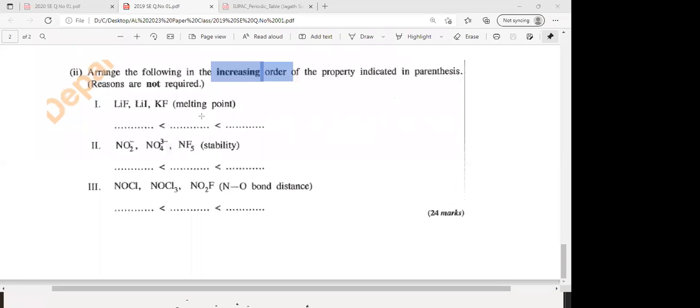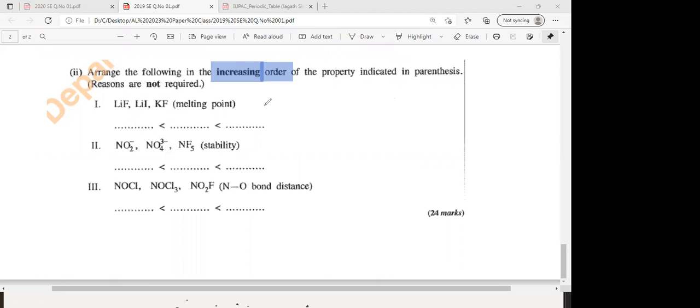Melting point. All these are ionic compounds. Yes, melting point of LiF, LiI and KF. How to decide the melting point? Are they ionic or covalent? They are ionic compounds. How to predict the melting point?